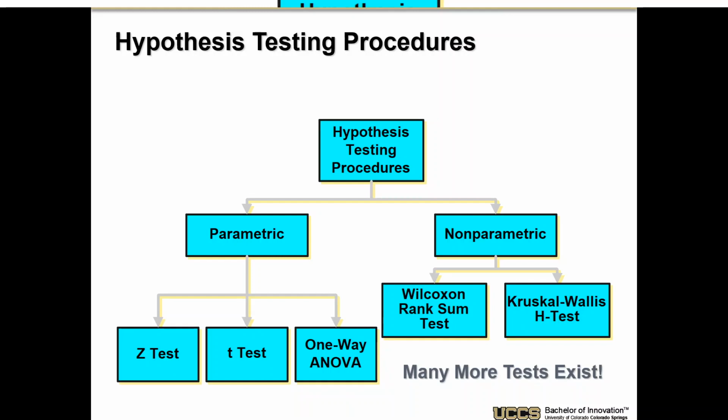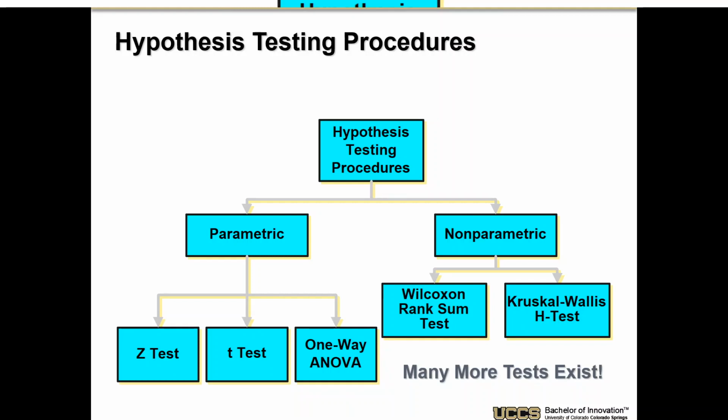So the hypothesis testing procedures are really broken down into two main categories: parametric and non-parametric. Sorry, parametric is not about whether they have parameters, but whether they make an assumption about the underlying distribution in a parametric form, or whether they do not make assumptions about the underlying distribution of data.